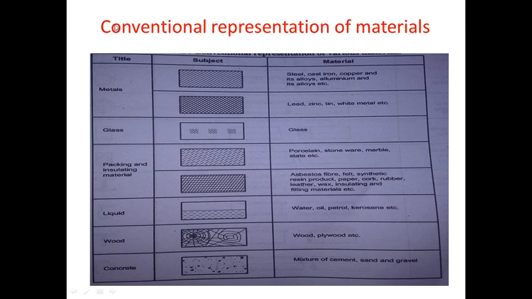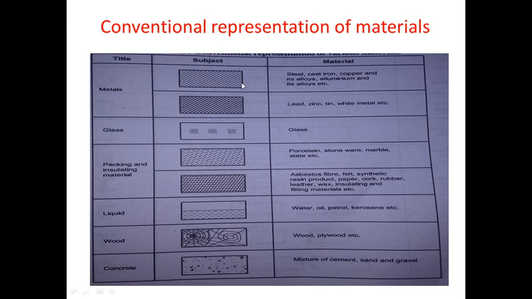The first is conventional representation of materials. Now we will study how we can represent different materials used in the engineering world by using a particular symbol. Now the first title is metals. Here you can see in metals: steel, cast iron, copper and its alloys, aluminium and its alloys, that is, different materials are represented by using a particular symbol, and the symbol is given in the figure: we have a rectangle inside which we have inclined lines at 45 degrees.